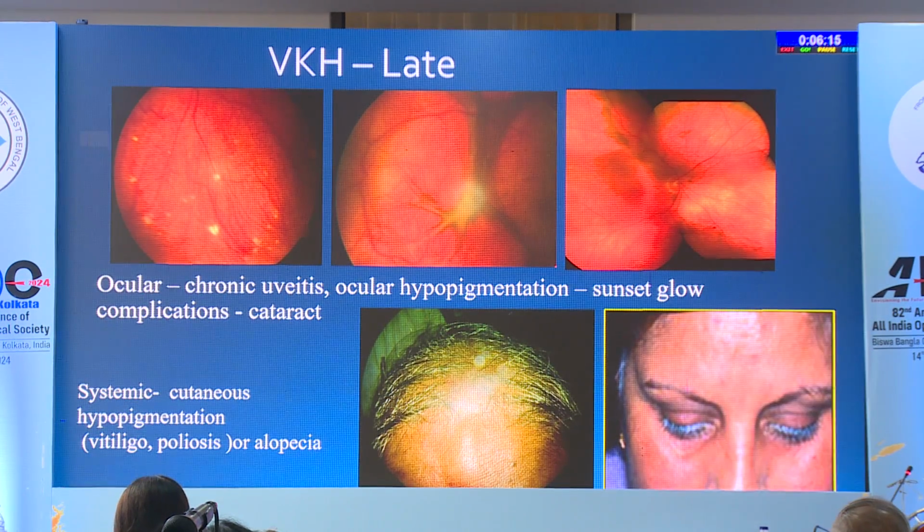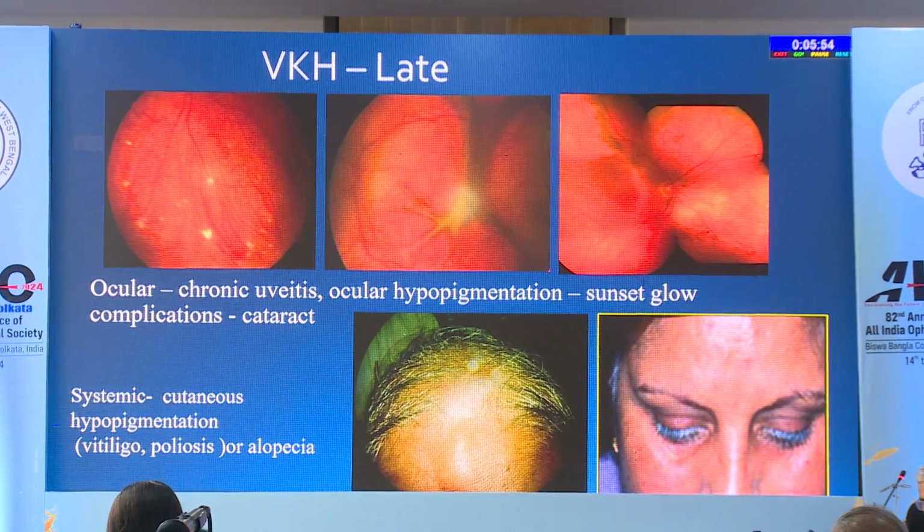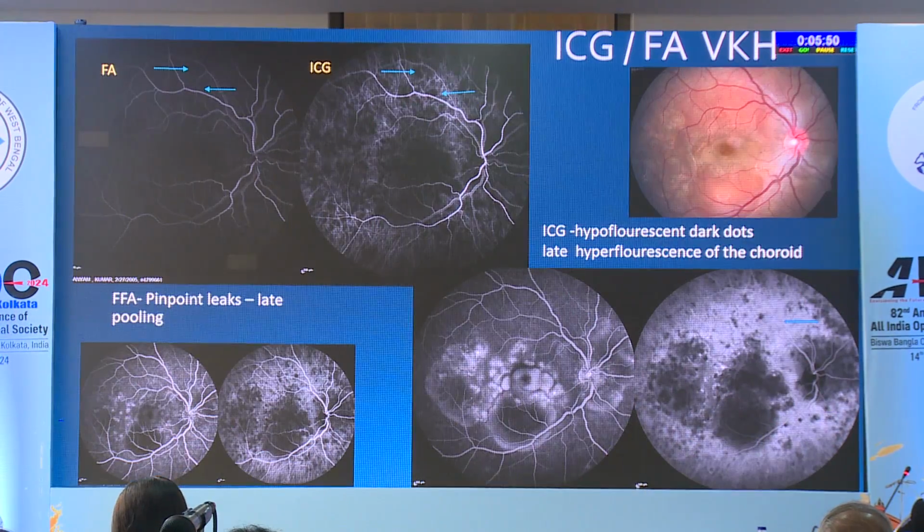If the patient presents several weeks or months later with poorly controlled disease, then they may have features of ocular hypopigmentation in the form of a sunset glow fundus. You can see the RPE defects here and complications like subretinal gliosis and pigment migrations, and complications of cataract and glaucoma. They may also have features of cutaneous hypopigmentation like vitiligo, poliosis, and alopecia.